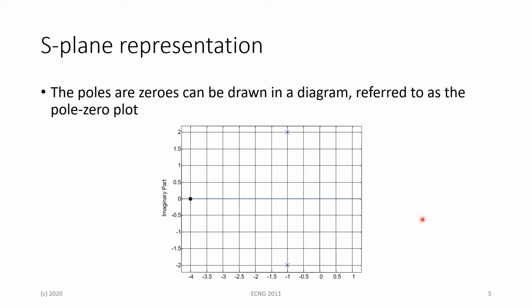Now, because we have zeros and poles in this form, it's possible to plot this on an imaginary versus real axis plot. So I realize my axis is not labeled here, so I'm going to write that in at this point.